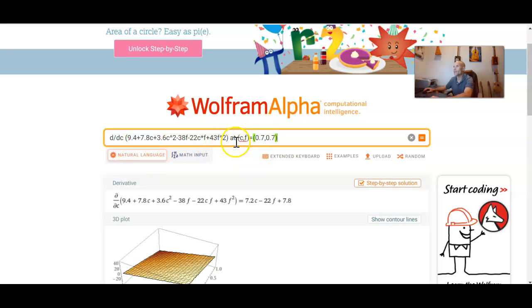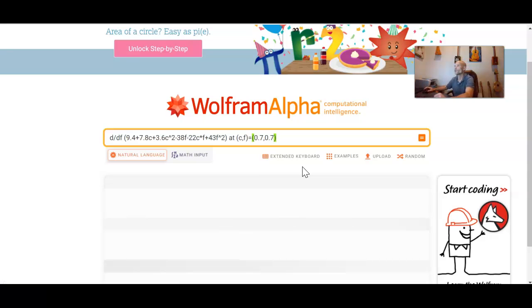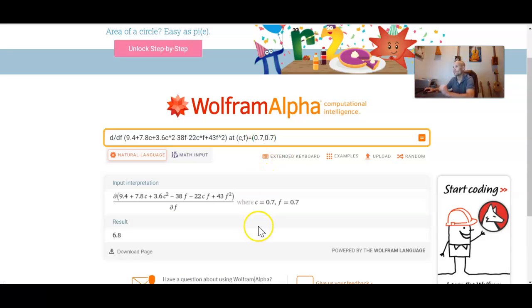Now, I'm going to put that back in there, and now we want to do the same thing. We want to take the derivative with respect to f. So I'll just change one thing. I'll make it d/df, and we should get 6.8, or 680%, which we indeed do.